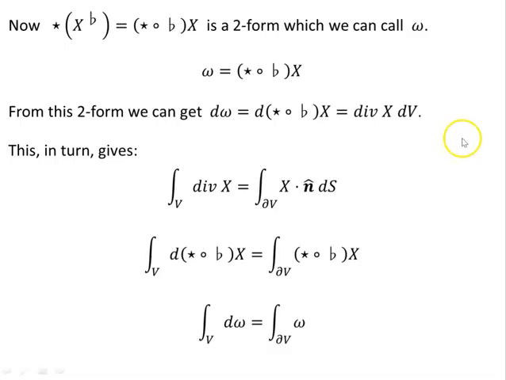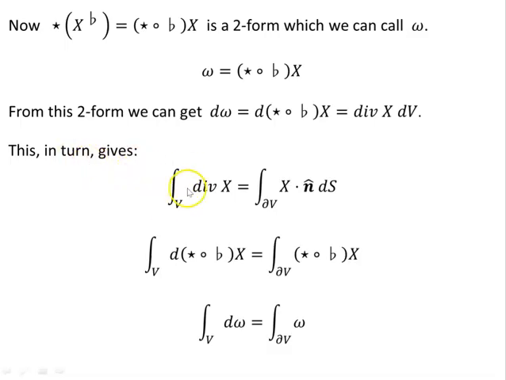That's where we'll start in this series of 3 videos. Now, the Hodge dual of x flat is the same as the Hodge dual composed of flat acting on the vector x. Those two things are the same. It's a 2 form which we will call omega. Omega is this object here. And from this 2 form, we can get the exterior derivative of the 2 form. Differential d acting on omega is d acting on that. And that gives us div x dv, okay, as we saw on the previous page.